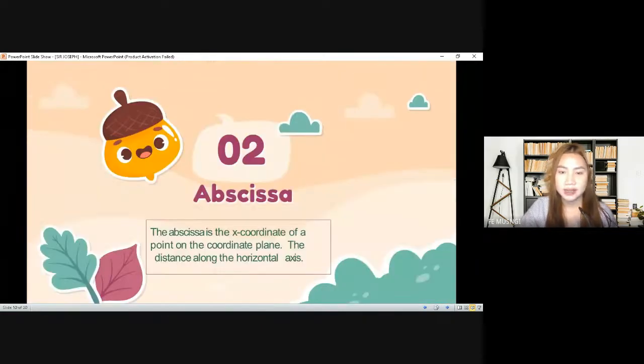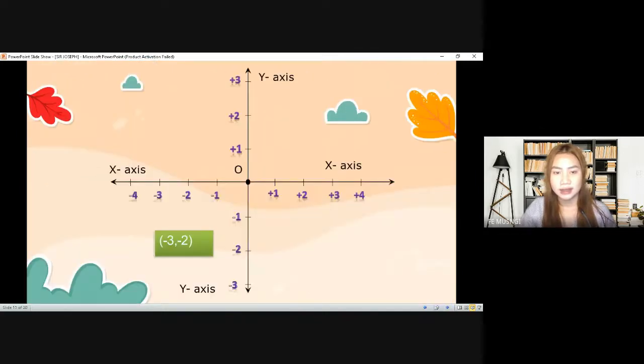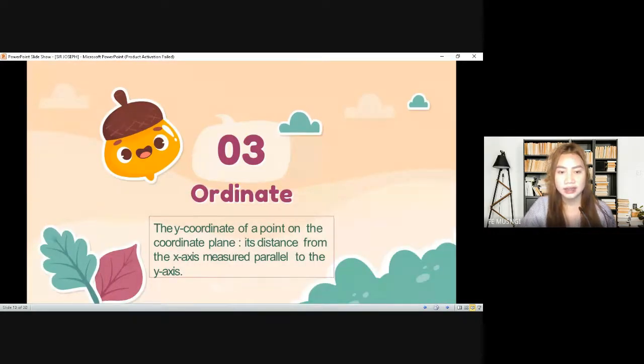So, let's proceed now to the abscissa. The abscissa is the x-coordinate of a point on the coordinate plane, the distance along the horizontal axis. Ang sabi, ang abscissa natin is the x-axis. Next, ordinate: it is the y-coordinate of a point on the coordinate plane, its distance from the x-axis measured parallel to the y-axis. So, ang ordinate natin is yung y-axis natin.